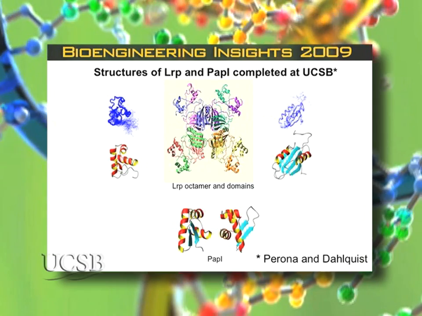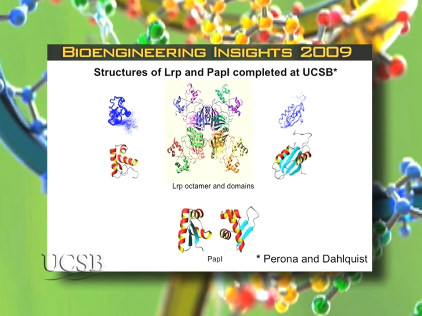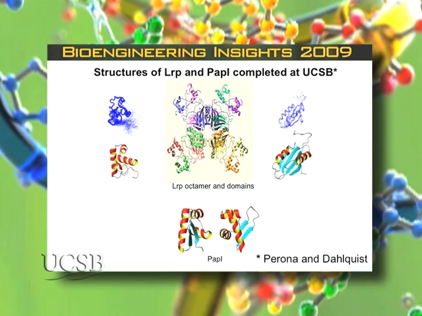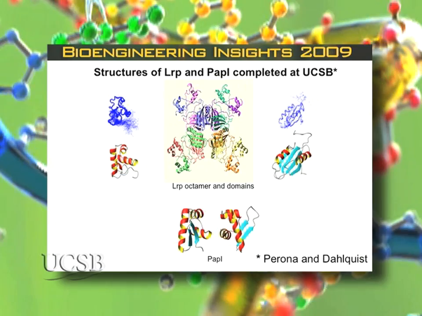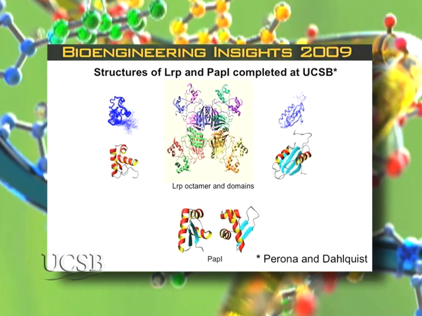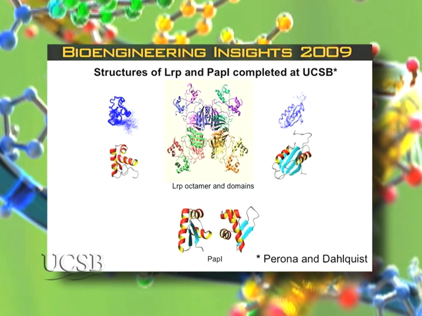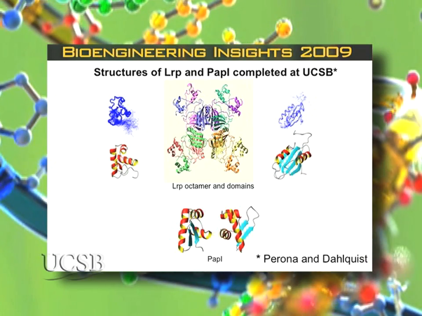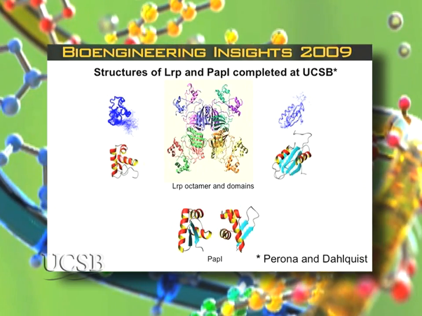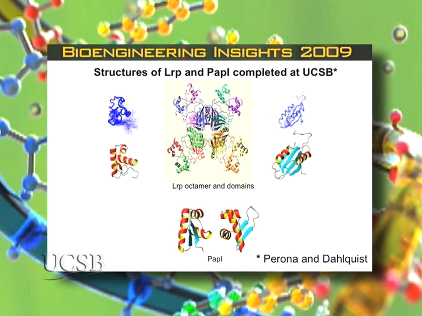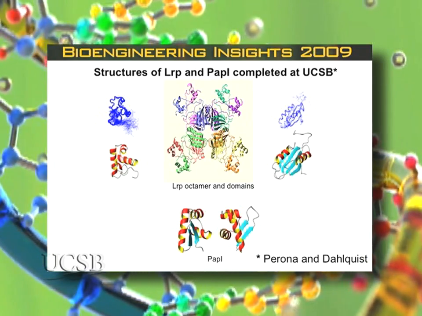The structures, as I said, for LRP, which is one of the regulators that we discovered or co-discovered in my lab many years ago, called leucine-responsive regulatory protein: it forms an octamer, and John Perona's lab has shown that and has the structures. And recently, Rick Dahlquist's lab has a 2D NMR structure of PapI, which is the co-regulator. So you're going to find out that PapI and LRP are the main regulators of this switch, in addition to a methylase, because it's an epigenetic switch.